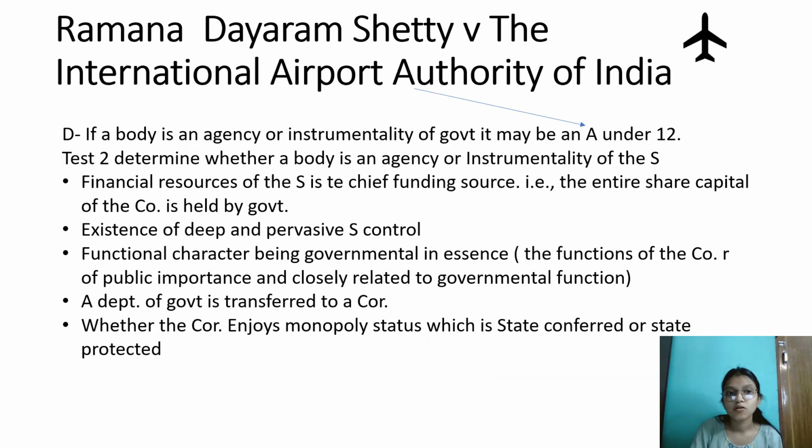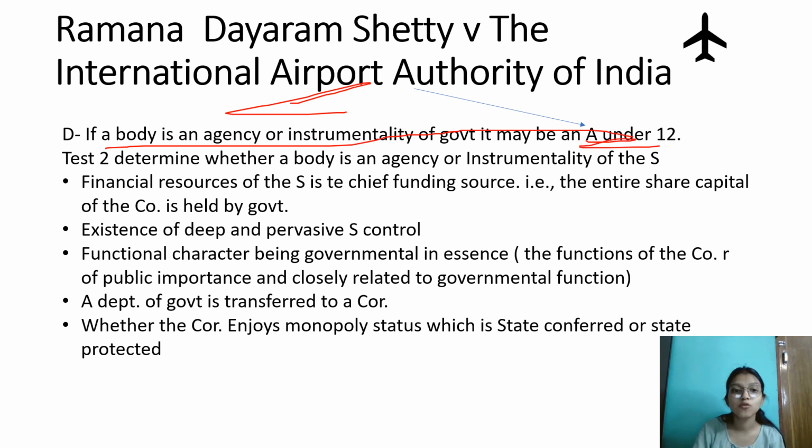Now let's talk about another case. It is Ramana Dayaram Shetty versus the International Airport Authority of India. Again, this is an important case in this manner. So what happened in this case? The decision was given by stating that if a body is an agency or instrumentality of government, it may be an authority under Article 12.